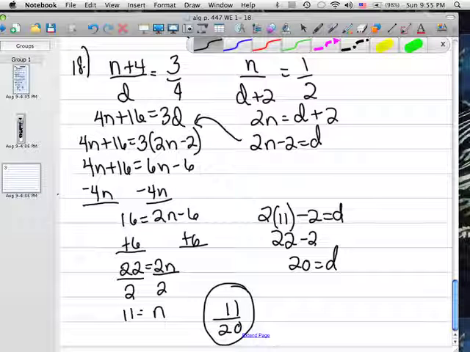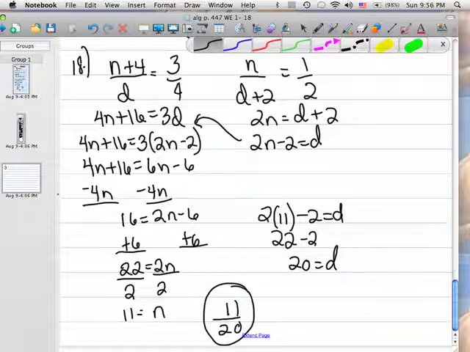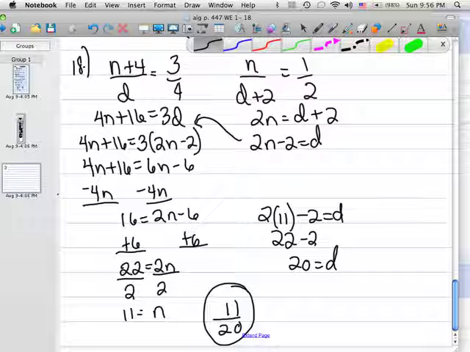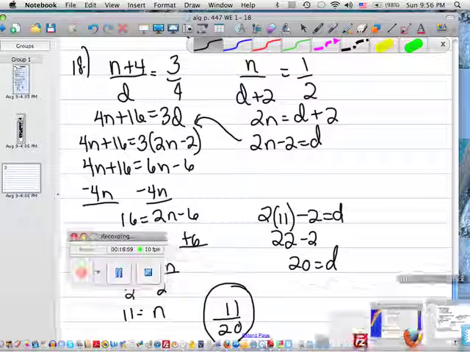And it works because if I add 4 to the numerator, I get 15, which is 3/4. And if I add 2 to the bottom, I get 22, and 11/22 is 1/2. That concludes the evens. Be sure and check the back of the book for the odds.